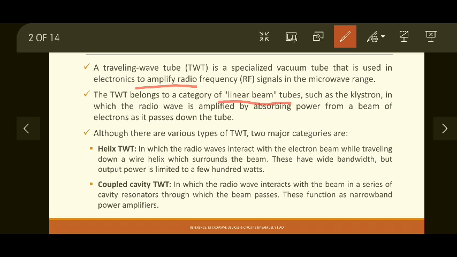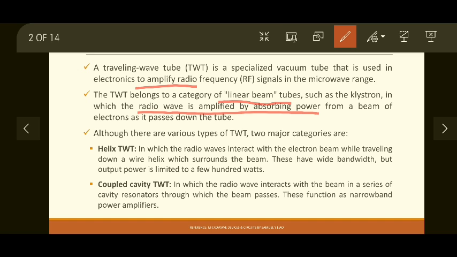Klystrons were also linear beam type tubes or O-type tubes, and klystrons were also used as an amplifier, but they were also used as an oscillator, although that was rarely the case. For most of the operation, klystrons are not used as an oscillator, but in klystrons, radio waves were amplified by absorbing the power from an electron beam as that beam passes down the tube. Okay, so there is something different in this TWT compared to klystron. We will see what is the similarity and what is the difference between TWT and a klystron.